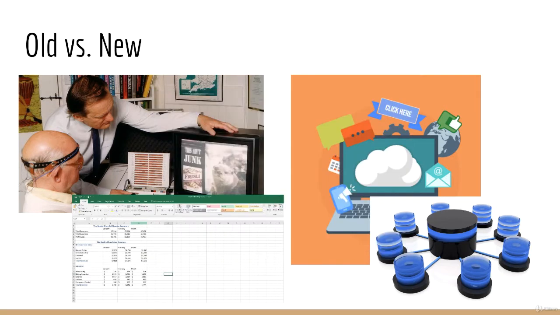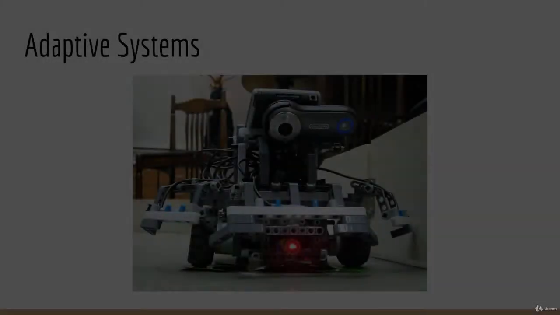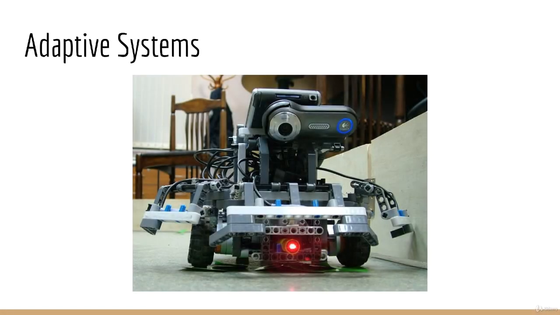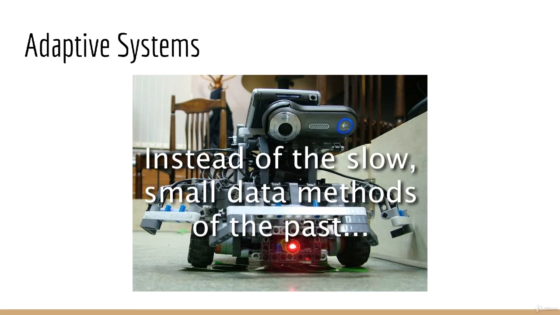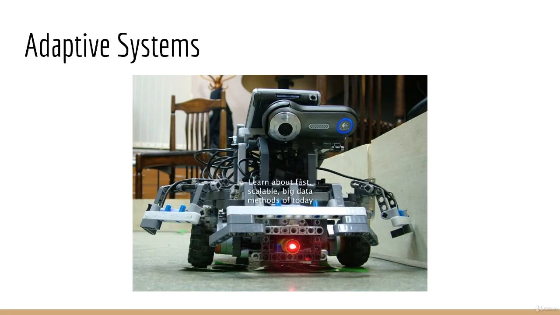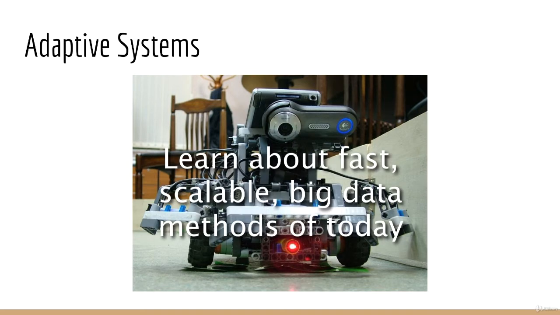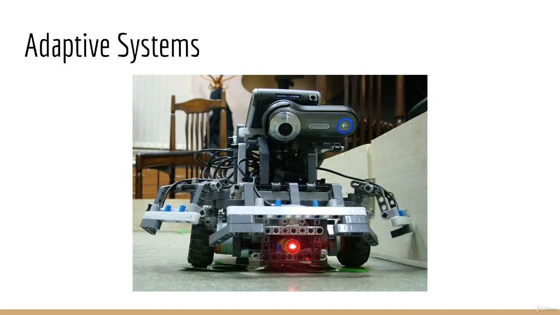But what about today's world? In today's world, your experiments might not be surveys. They might be what a user does on your website. Your users don't ride the bus to your office. They download your web pages in fractions of a second. And you typically have so many users that putting them all into an Excel spreadsheet is simply impractical. In today's world, our technology is better suited for adaptive systems. Instead of the slow, small data methods from past decades, we want to move towards the fast, big data methods of today. And that's the kind of skill we will develop in this course.